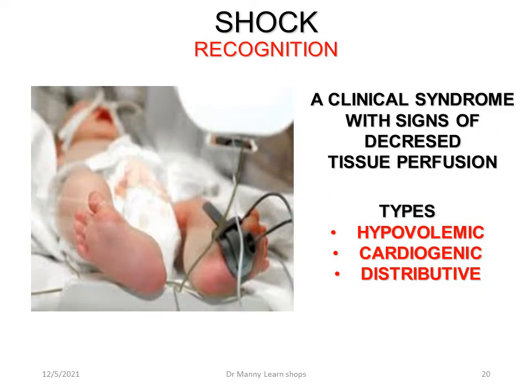Now, when we look at shock, we need to recognise that shock is an important cardiopulmonary arrest feature in paediatrics. And shock is a clinical syndrome that has signs of decreased tissue perfusion. They're cold, pale, clammy, have an increased capillary refill time. Types of shock include hypovolemic, cardiogenic, and distributive. Also neurogenic, but again that's included in distributive.